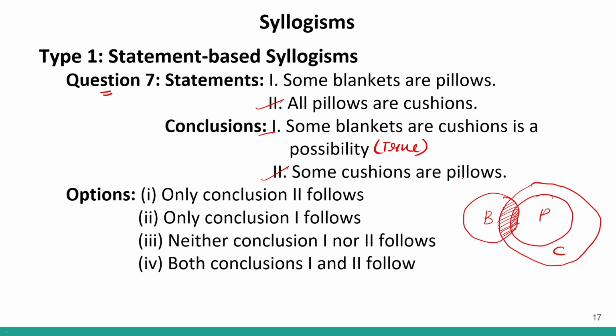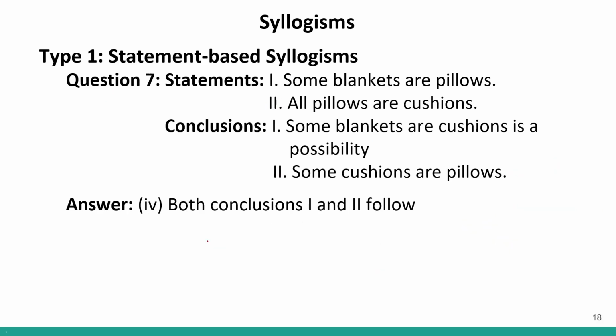Second one is some cushions are pillows. Definitely if you look at this area, this is a part of cushion which is pillows. So this is also a true statement. So both my statements are true. So I can say both conclusion 1 and 2 follow. This will be my answer, option number 4. Clear?